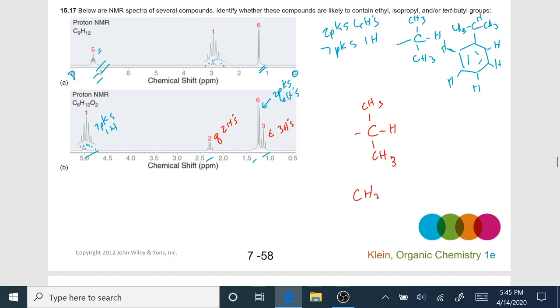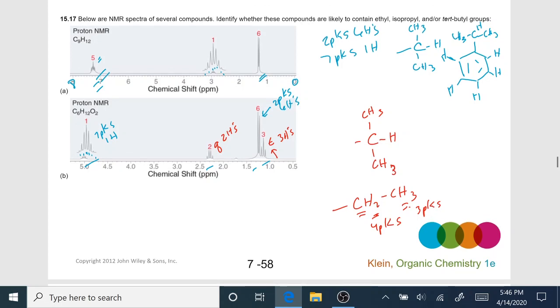So CH2, CH3, right? Because we have 2 hydrogens with 3 neighbors, that's going to split these 2 hydrogens into 4 peaks. And we have 3 hydrogens right here with 2 neighbors, that's going to split these 3 hydrogens into 3 peaks. Okay, so this is our ethyl group. So we have both things in this spectrum, and those are the only things we have in the spectrum.